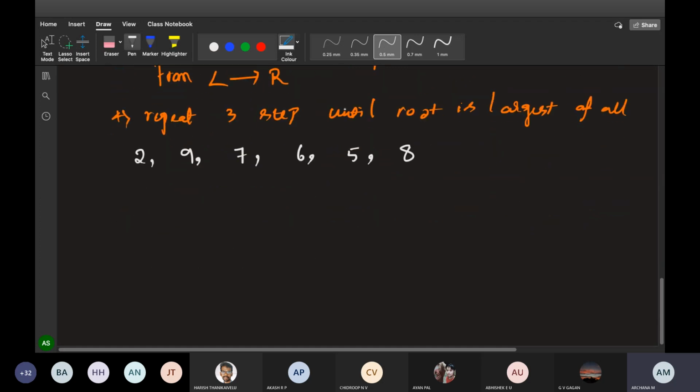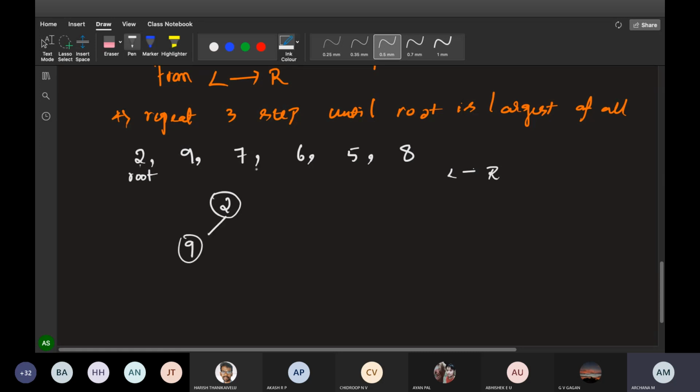How to construct a tree? Look here, very, very important. Take a number and keep on adding. Just keep on writing the numbers, 2, from left to right. The first element should be considered as the root. Now the remaining elements keep on moving from left to right. What is the next element?